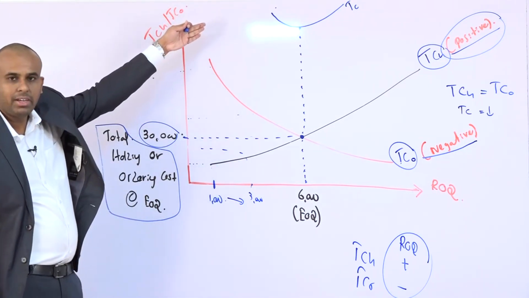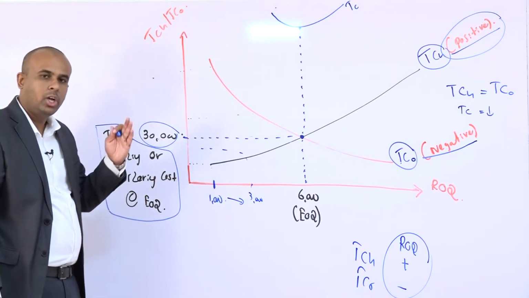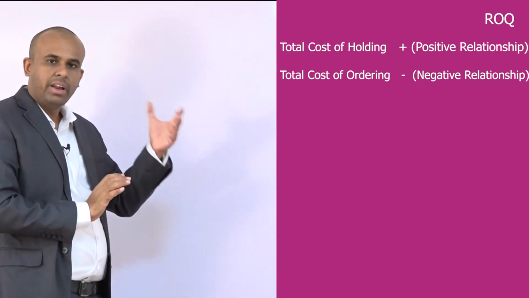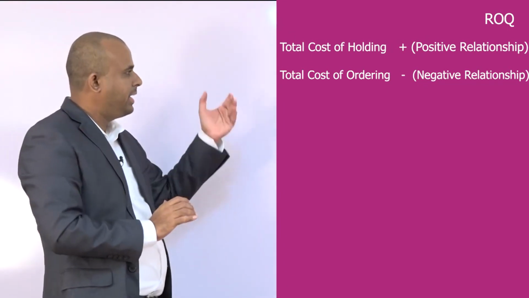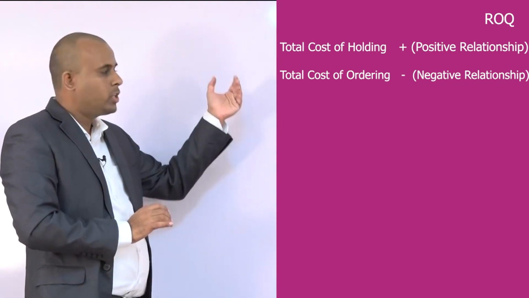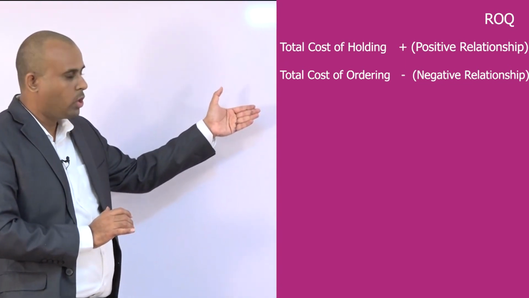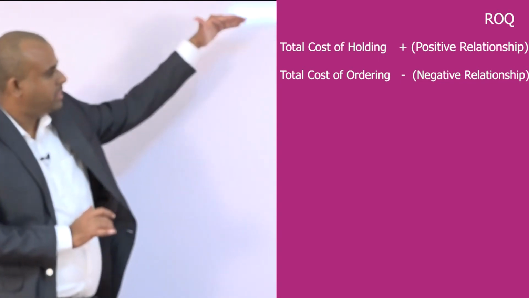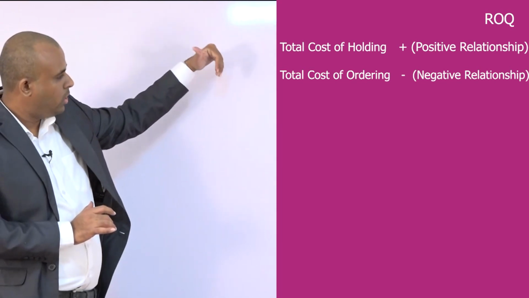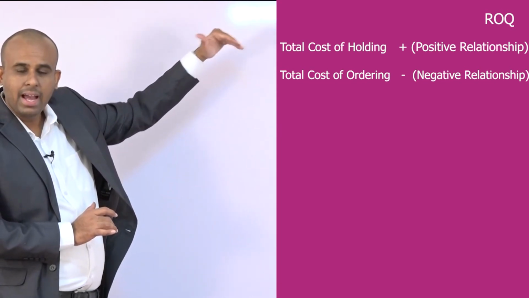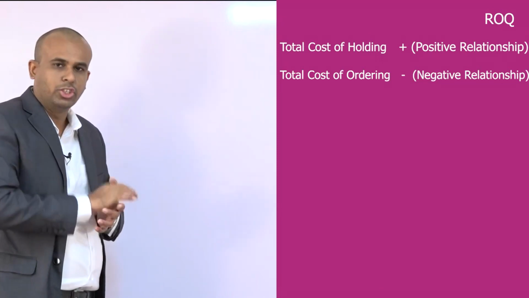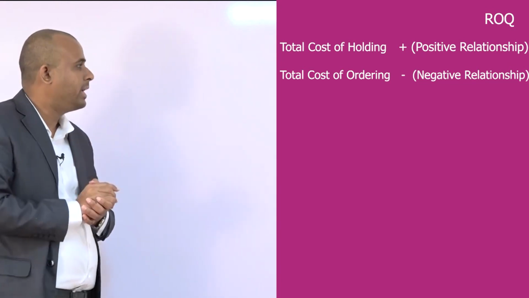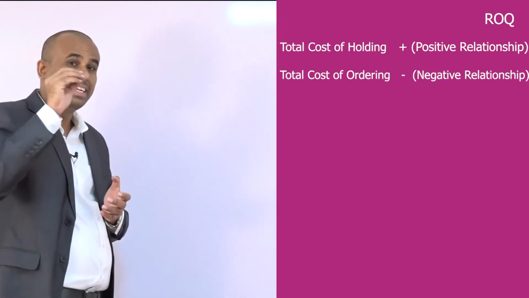This is the graphical presentation of the economic order quantity, right? Just after the graphical presentation of the EOQ model, we identified the relationship of the total holding cost and the total ordering cost with the reorder quantity. Total holding cost and the reorder quantity have what relationship? A positive relationship, which means the higher the reorder quantity, the higher the total holding cost.